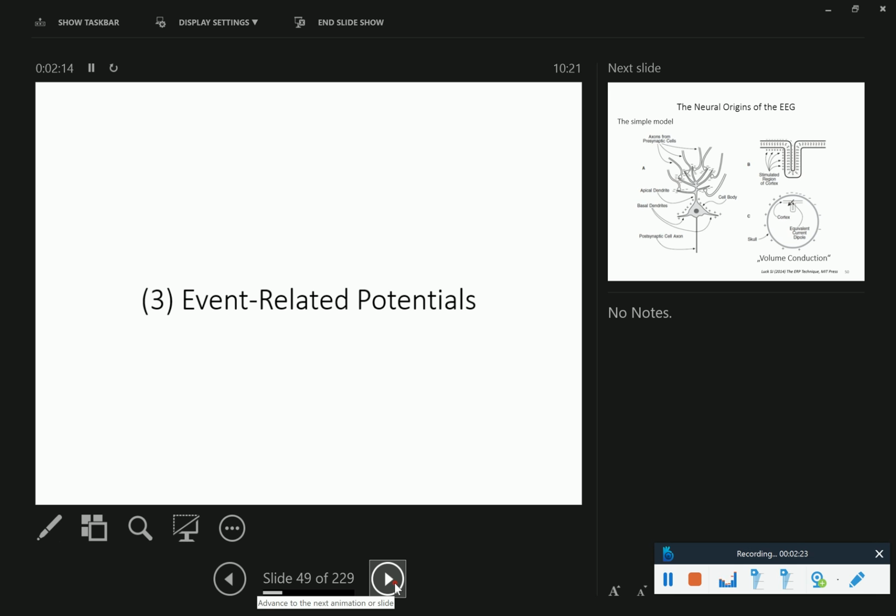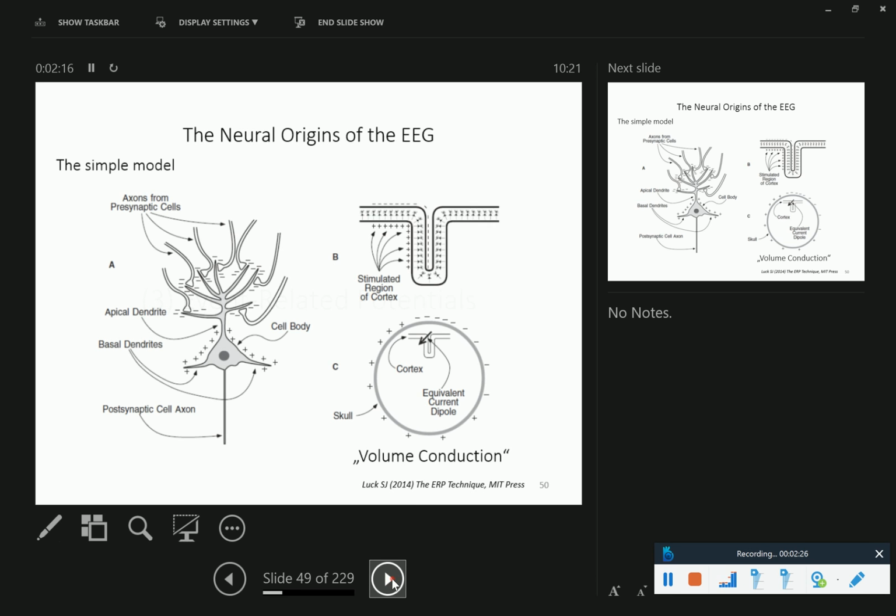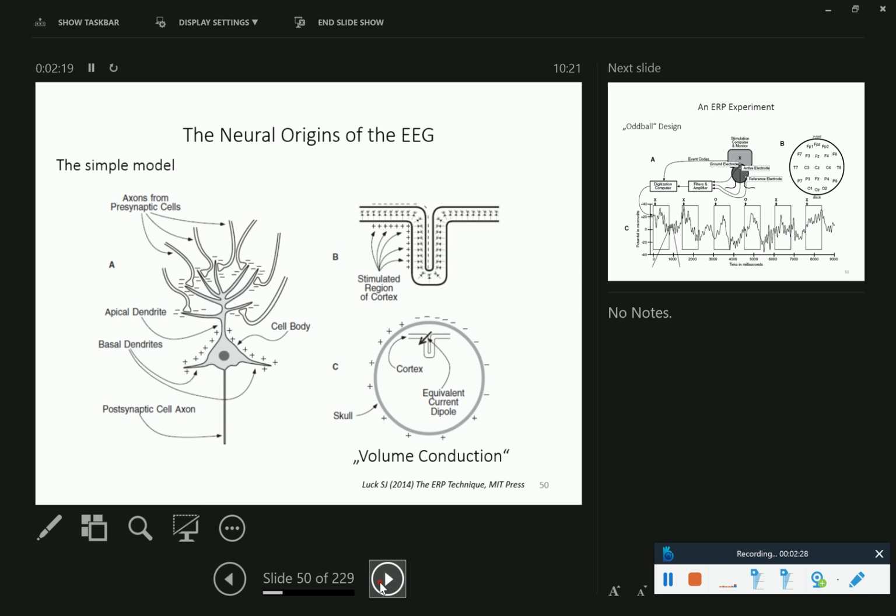Good. So before we get started with the actual event-related potentials, I want to briefly go over again what we discussed in terms of the neural origins of the EEG, because this is really also the underlying theory of where the ERPs come from.